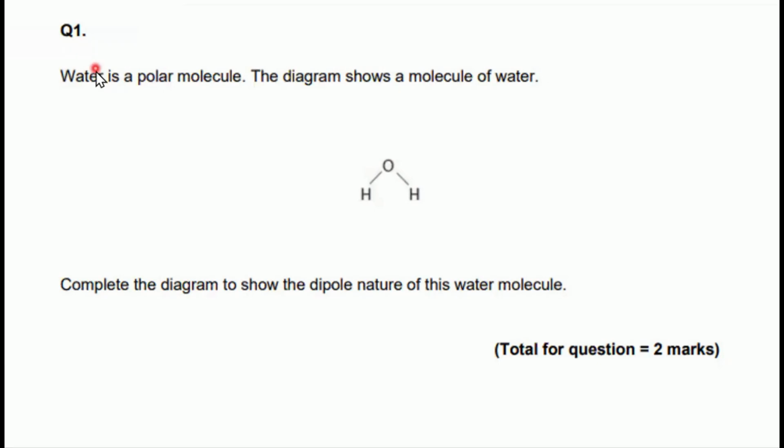Right, question one. Water is a polar molecule. The diagram shows a molecule of water. See the oxygen, and we've got two hydrogens. Of course, the formula is H2O. Complete the diagram to show the dipole nature of this water, and this question is worth 2 marks. So, pause the video and have a go.